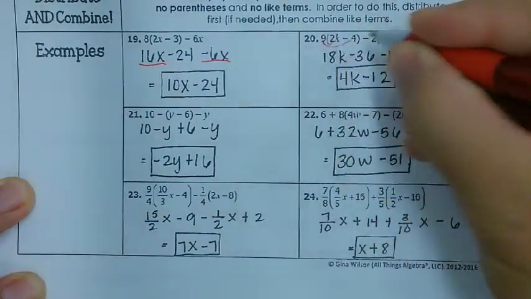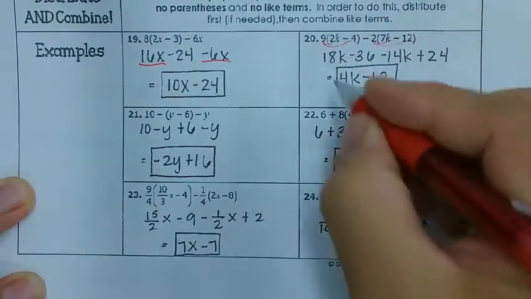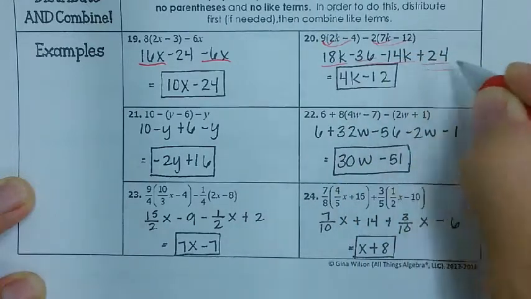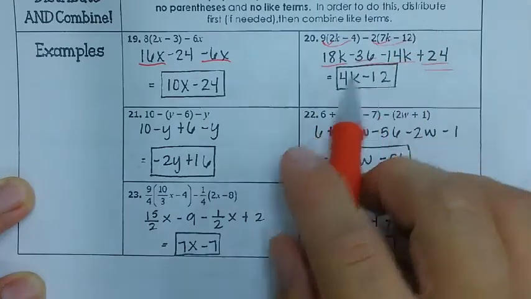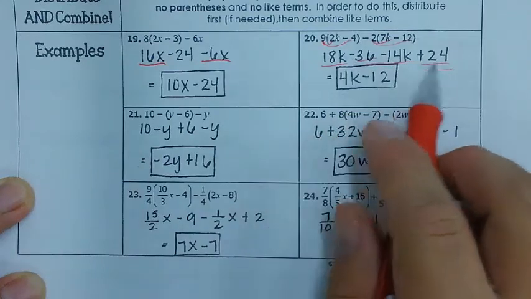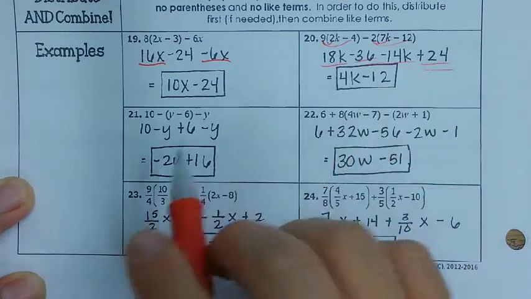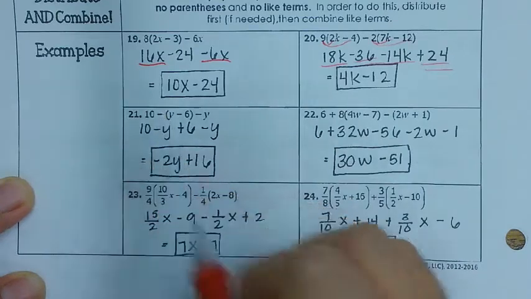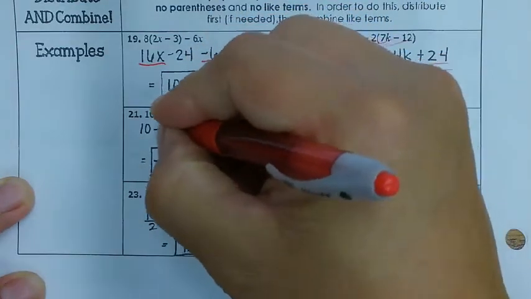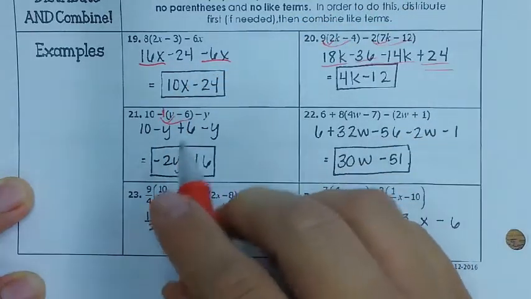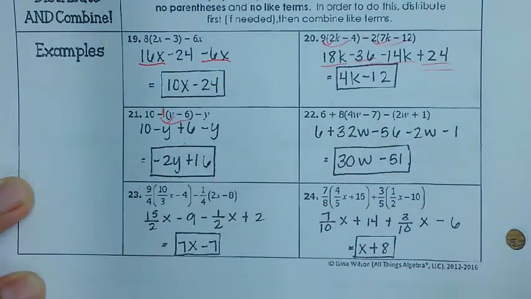Same thing here. Combine like terms. 18k minus 14k is 4k. -36 plus 24 is -12. Then here we have -1 times y. That'd be -1y or just -y. Negative times -6 is a positive 6.